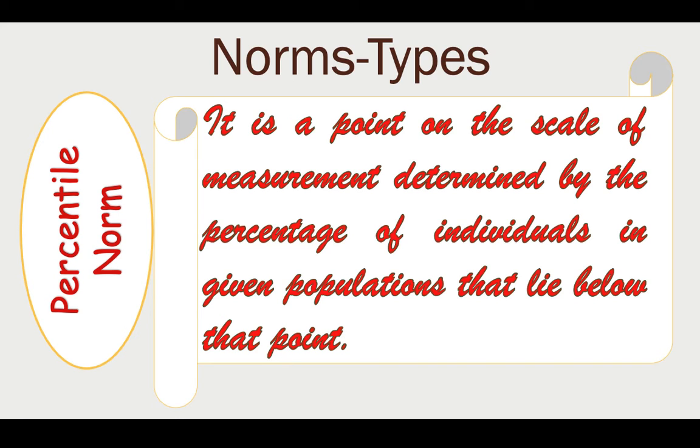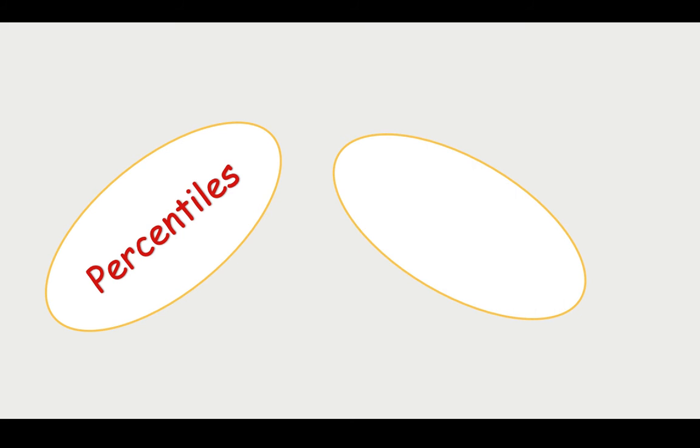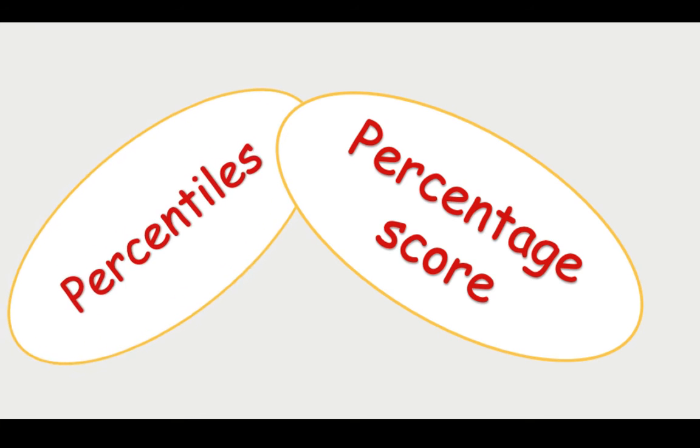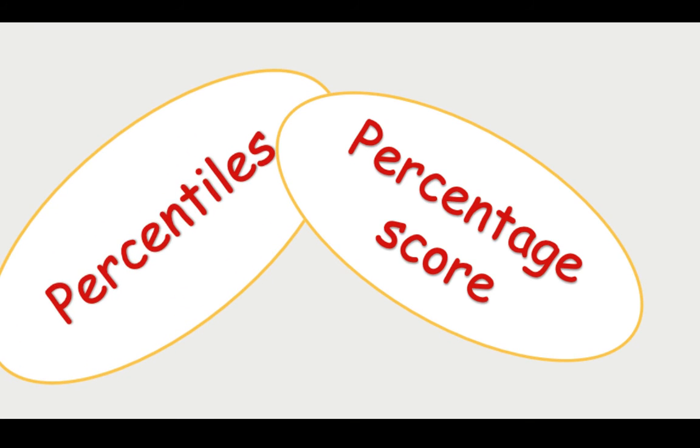Suppose the percentile norm of the score 60 is 65, we say that 65% of students of a normative group lie below the point of those who have scored 60 marks. Don't confuse percentiles with the percentage score. The percentage scores are the raw scores, whereas the percentiles are the transformed scores.